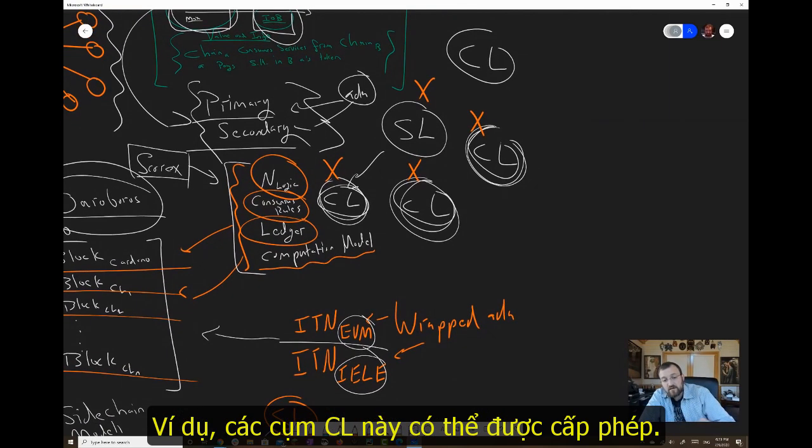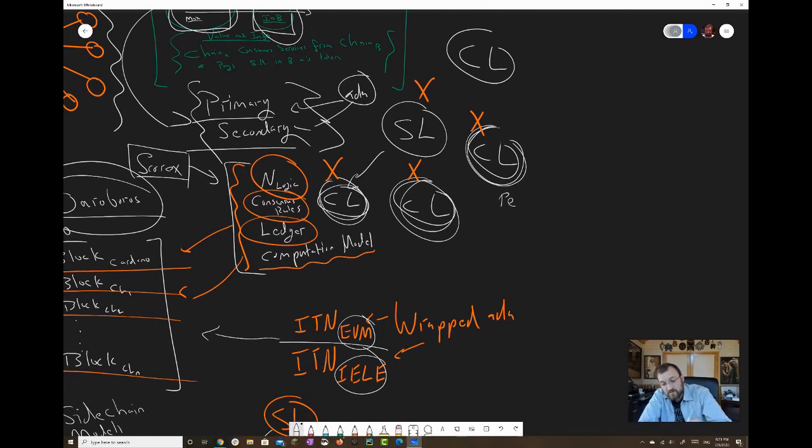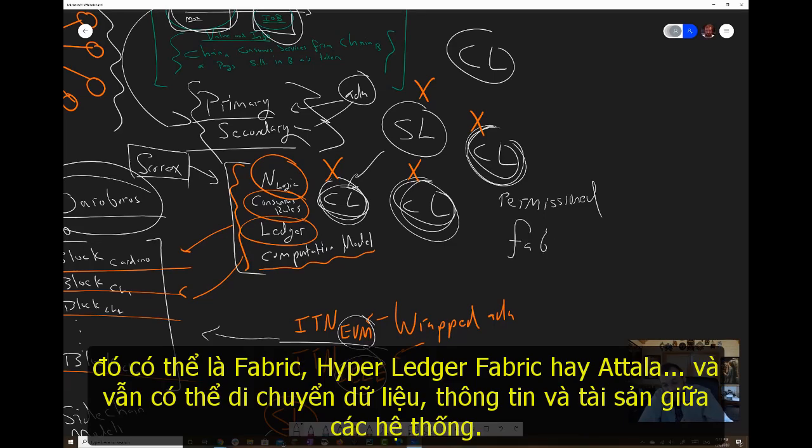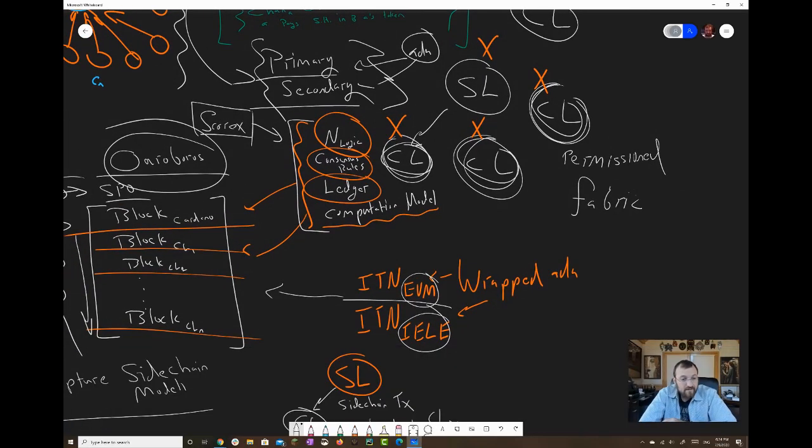For example, these clusters could be permissioned. For example, they could be Fabric, Hyperledger Fabric, or Atala, or anything else, and you can still move data and information and assets between these different systems if you want to.